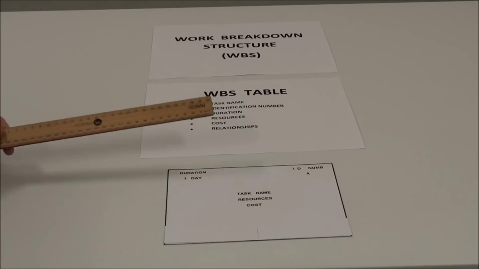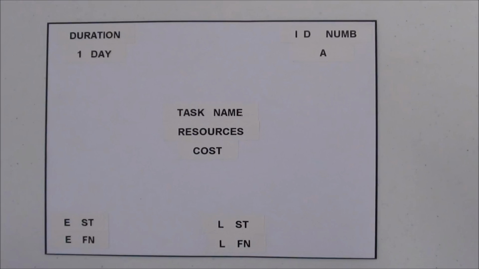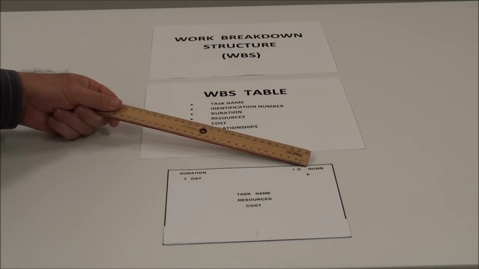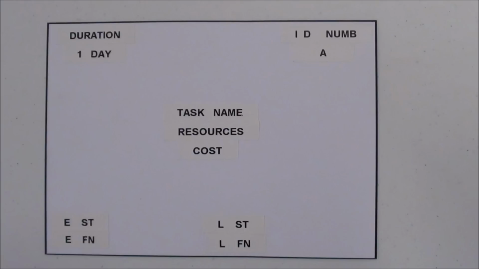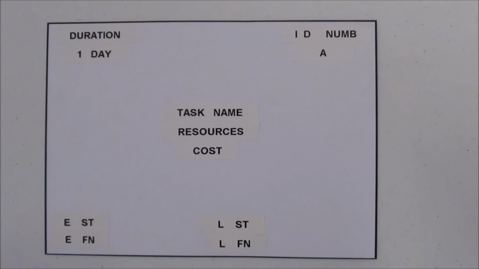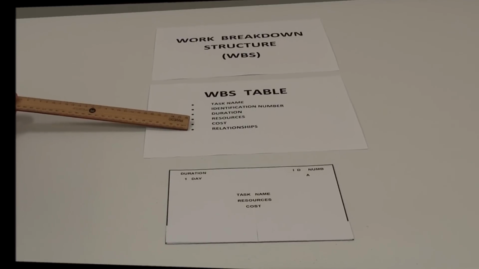What we have here is the task name on this card, the resources that will be required for this task, the cost of what this task will be, including hiring of equipment, people, or knowledge. We have a unique identification number. In this case, this one is number or letter A. We also have a duration on this card, and this is 1 day. We have gathered a lot of our information there, and we're going to do more cards for each task to determine relationships between each one.